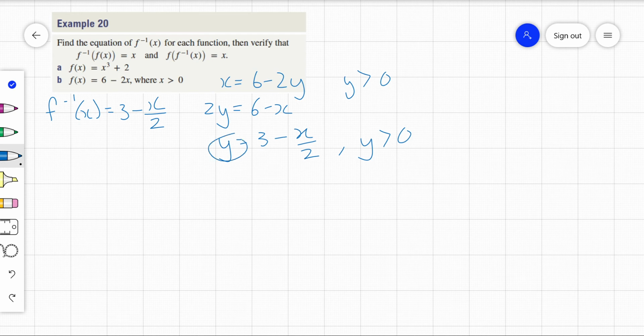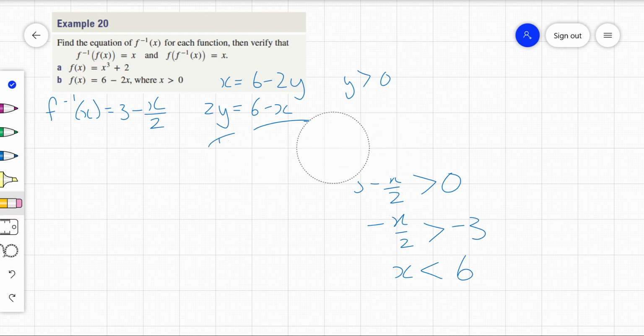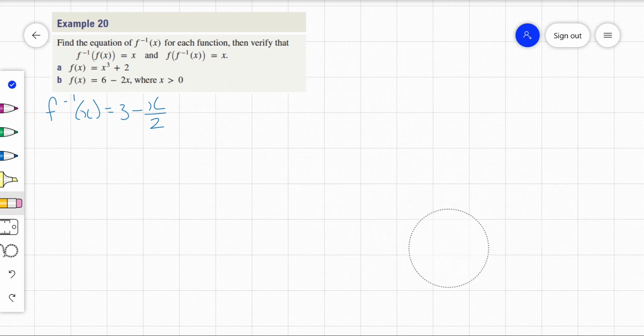So this is y, so y is 3 minus x on 2. Where is that greater than 0? Well, minus x on 2 is greater than minus 3. If I times both sides by negative 2, I flip the sign, that becomes x is less than 6. So this is correct for where x is less than 6. So there's my inverse function.